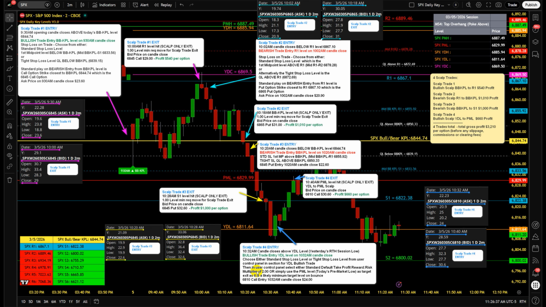Now our fourth trade is off our other contextual levels, the YDL level. This indicator gives you the SPX pre-market high, SPX pre-market low, SPX YDH level, which is yesterday's daily RTH session high, YDC, yesterday's daily RTH session close, YDL, yesterday's RTH session daily low. These are also very important levels on a daily basis.